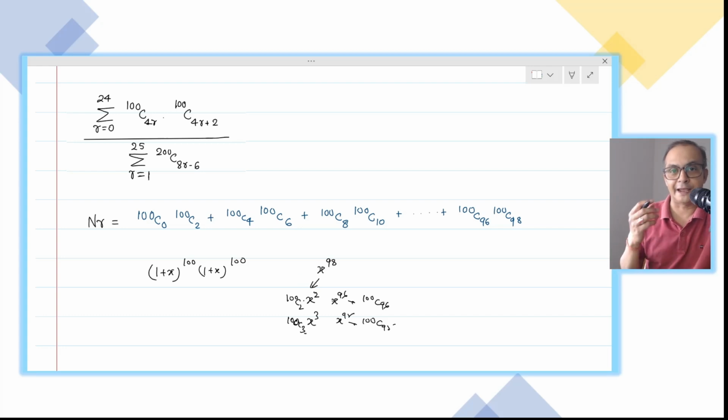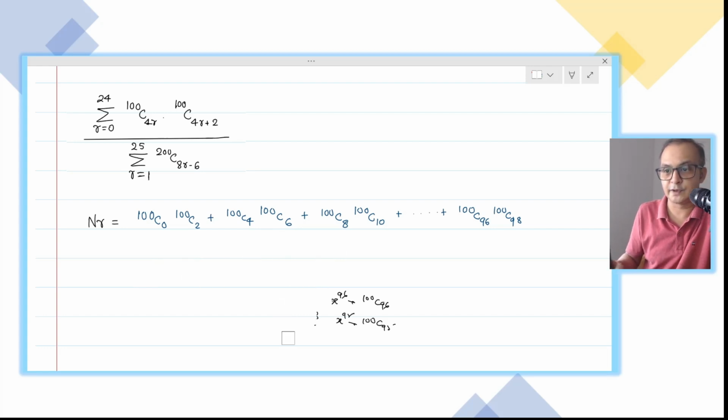Means x to the power 98, in the expansion of (1 plus x) to the power 200, will not give you only this much. Some extra terms should be there to say that it is 200C98. So this was a trap the students may fall into, and we have to escape it. So you understand this, it cannot be solved in this way because we cannot say the numerator is 200C98.